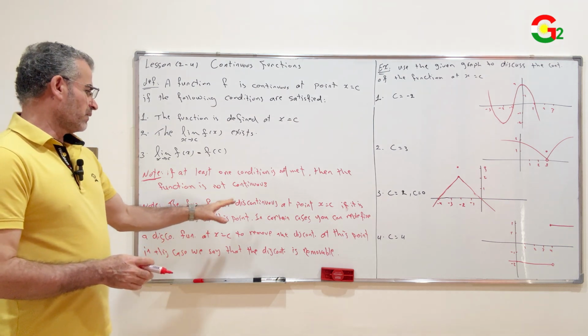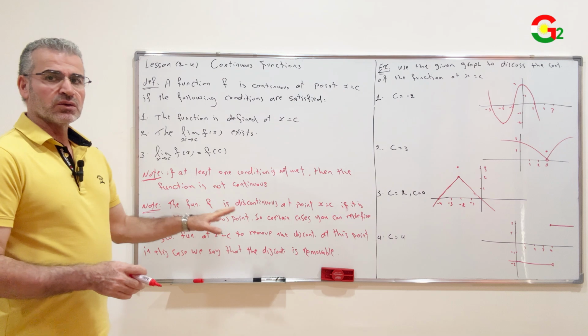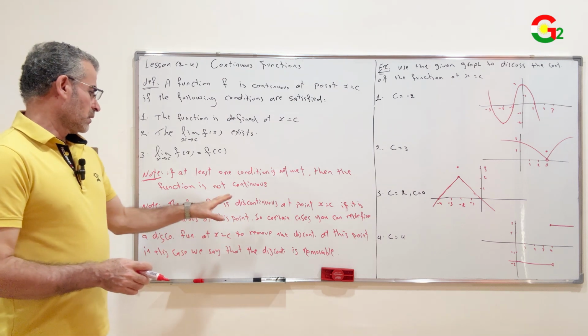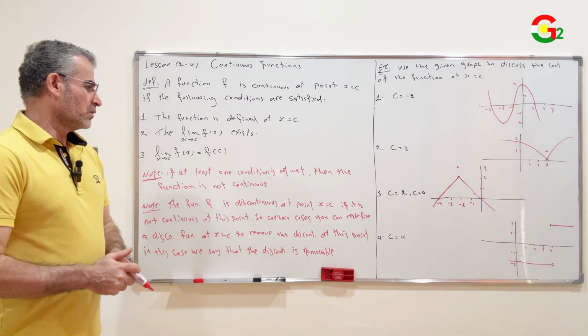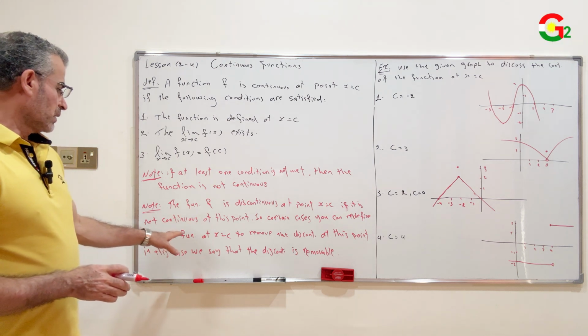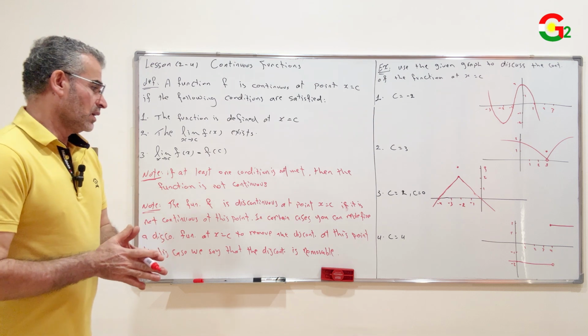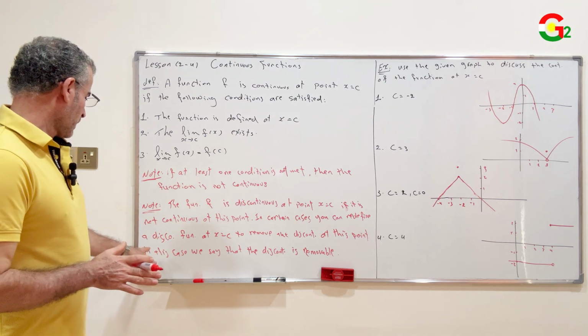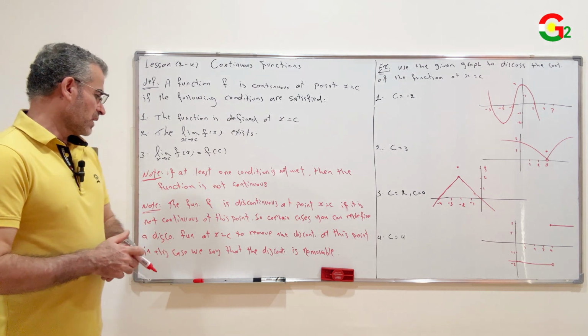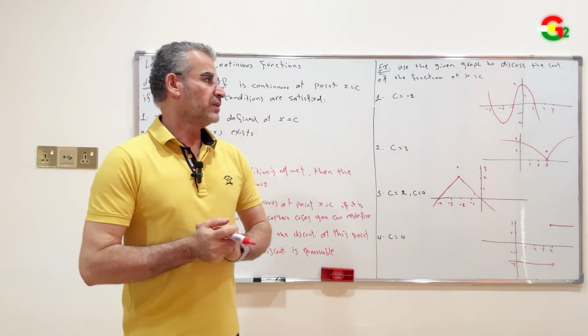The function f is discontinuous at this point if it is not continuous. In certain cases, you can redefine a discontinuous function at x equals c to remove the discontinuity. In this case, we say that the discontinuity is removable.